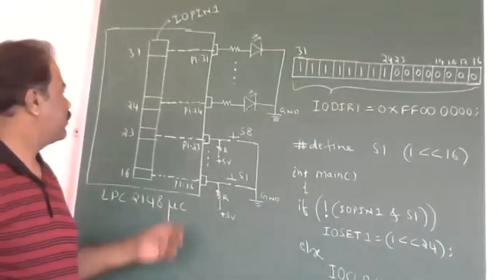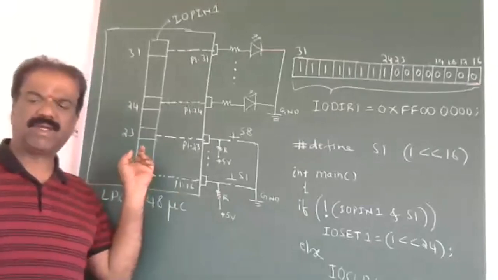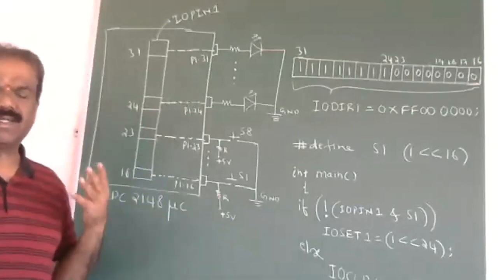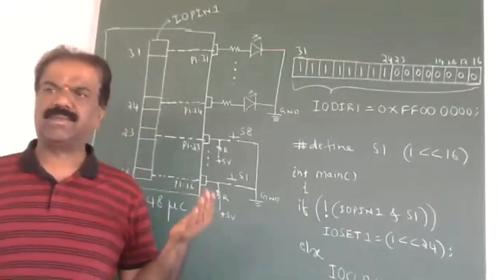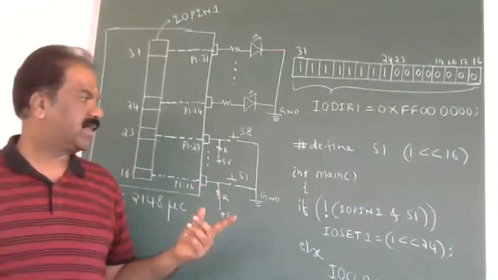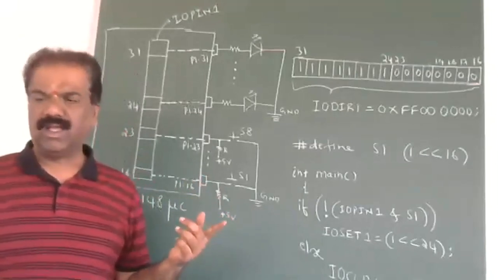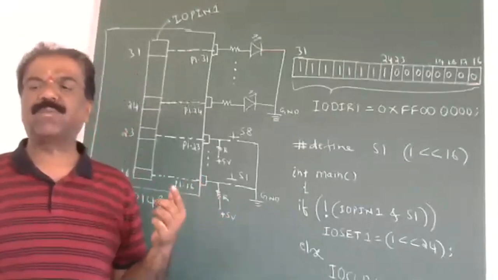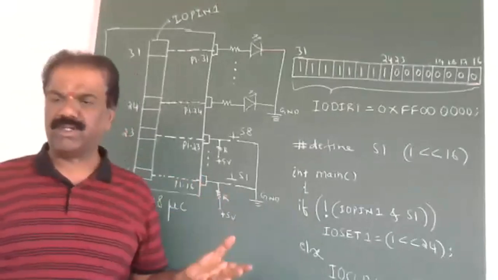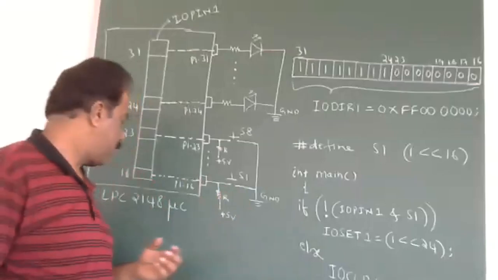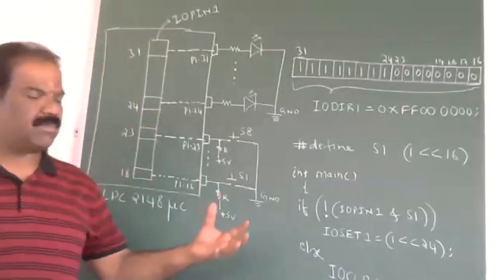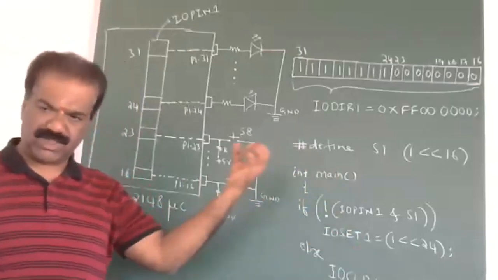Now here, this is our LPC21 microcontroller. We have discussed three important registers: IO direction register, IO set register, IO clear register. Then there is one more register called IO pin. What is IO pin? It is another 32-bit register. Using this, we are able to get the data from outside.